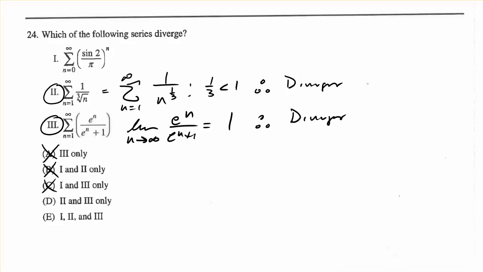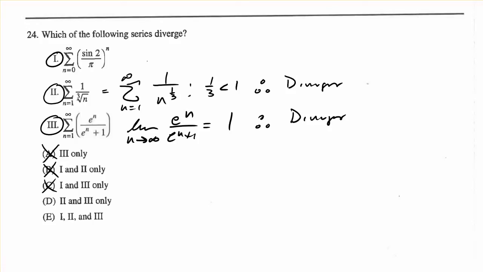So it has to be D or E. So you have to check out 1 here. How do we analyze this one? Okay, sine of 2 is a number, right? What's the limit? Sine of 2 over pi is less than 1, and it goes to like 0. Geometric?